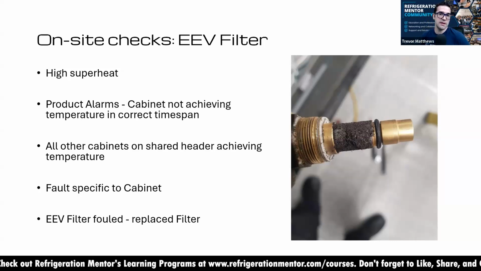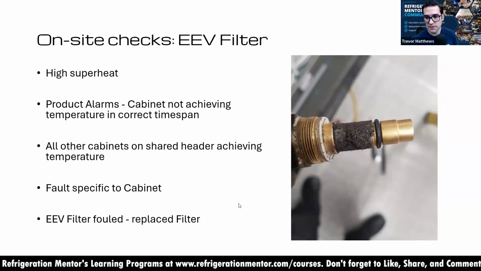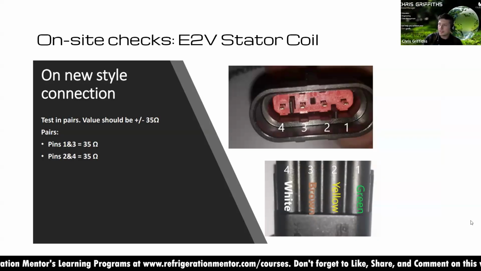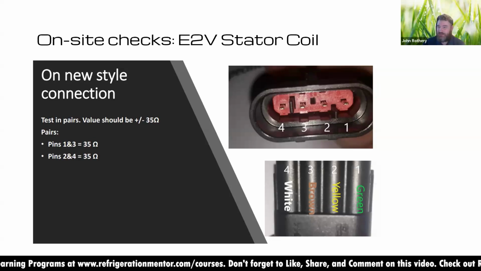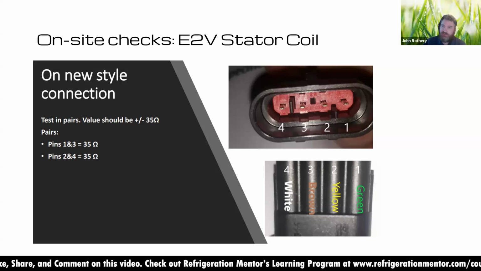Okay, so let's get on with some more troubleshooting, Chris. John, I'll let you tackle this one on checking ETV stator coils. If you're in a quandary between whether it's the valve that's failed or the stator coil that drives the valve, you can measure the resistance between the pins to check that. You should be seeing about 35 ohms between pins 1 and 3 and pins 2 and 4. It helps you diagnose that fault.